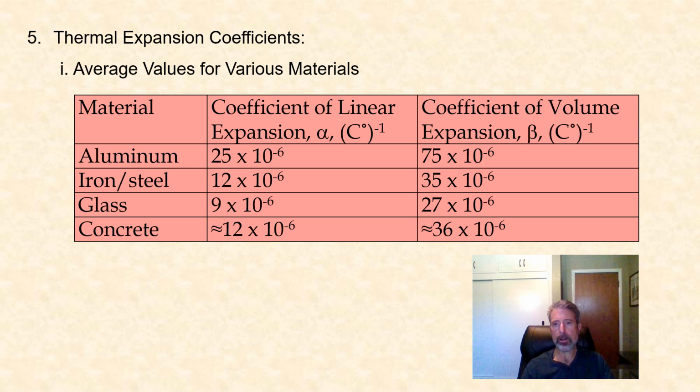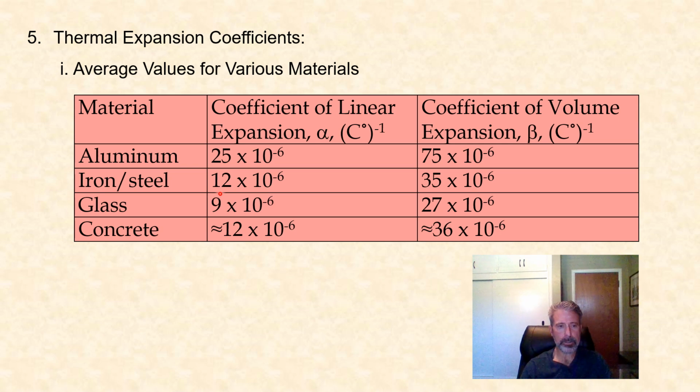expansion. Okay, I want to point out here, on the previous slide we said that the coefficient of volume expansion, we're calling here beta, is really equal to 3 times the coefficient of linear expansion. You can see that that is indeed the case. For aluminum, for example, the linear expansion coefficient is 25 times 10 to the minus 6, but the volume coefficient is 3 times that, okay, for 75.